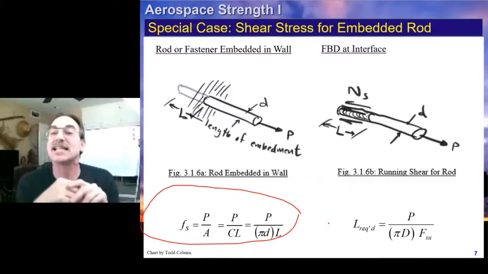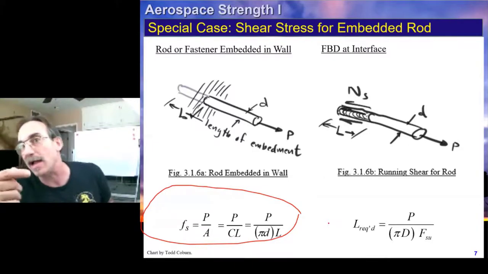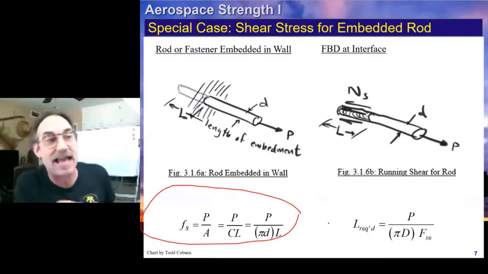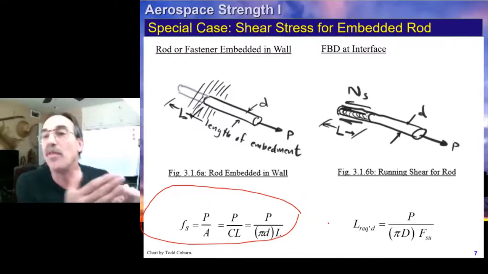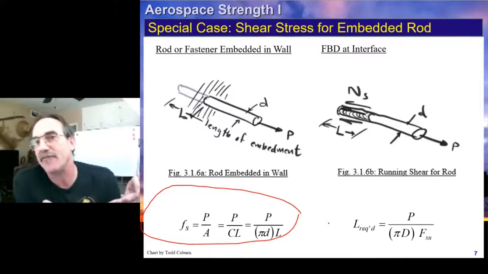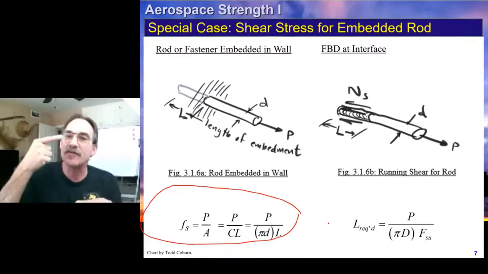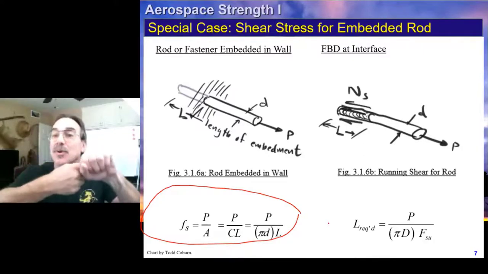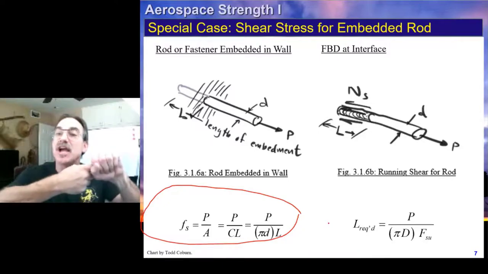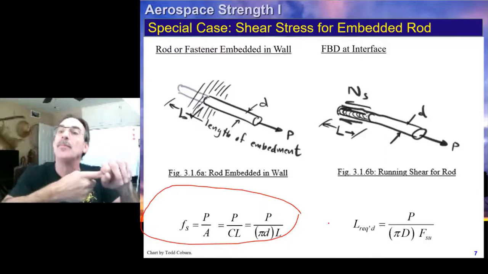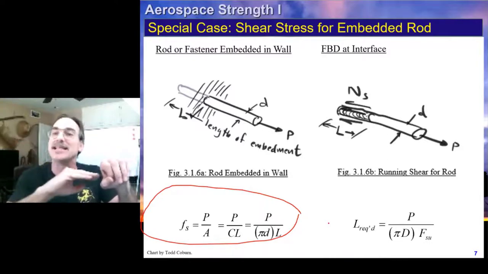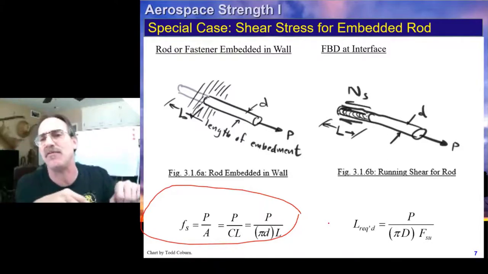Piece of cake. Let's say you have a steel rod. It's got an allowable like 180 KSI. Let's say it's embedded in steel. Then it's just the steel allowable FSU. But what if you have a steel rod embedded in concrete? You would need to check both the shear stress against the steel allowable and the shear stress against the concrete allowable. Which one do you think will fail first?